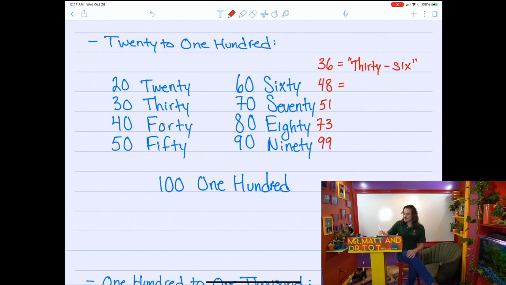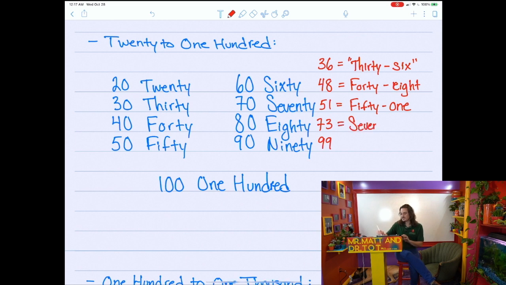48, write out the multiple of 10, put a hyphen, then write the ones digit. So 48. 51, write out 50, hyphenate it, add the ones digit of 1. 73, same thing. The multiple of 10 is 70, hyphen 3. And 99, the multiple of 10 is 90, hyphen 9.